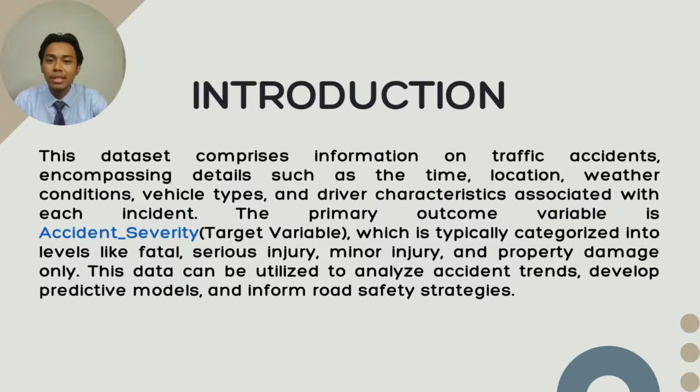The introduction of the project: the dataset comprises information on traffic accidents, including details such as the time, location, weather condition, vehicle type, and driver characteristics within each incident. The primary outcome variable is accident severity, which is the target variable, typically categorized into levels like fatal, serious injury, minor injury, and property damage only. This data can be utilized to analyze accident trends, develop predictive models, and inform road safety strategies.